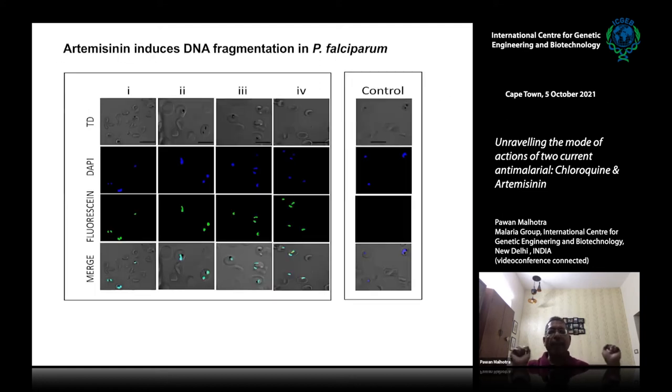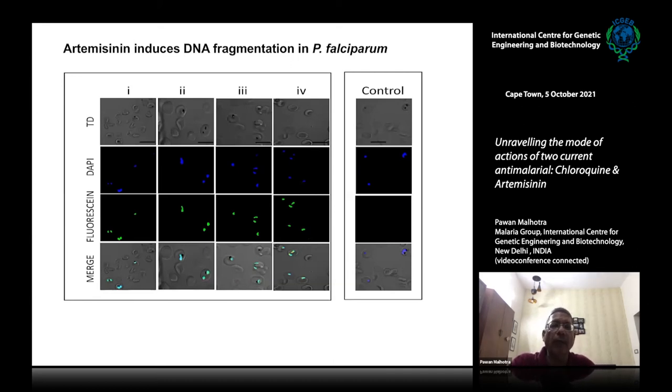But then, since I have mentioned that there is another function of PFDD1, that is the DNA damage repair function, we wanted to study whether artemisinin is also blocking a similar function. So if you see this panel, we did a TUNEL assay. In the control, in the absence of artemisinin, there was no DNA fragmentation seen, but in the left panel, we could see the fragmentation of DNA in the TUNEL assay by artemisinin, suggesting that artemisinin also causes DNA fragmentation in the parasite.